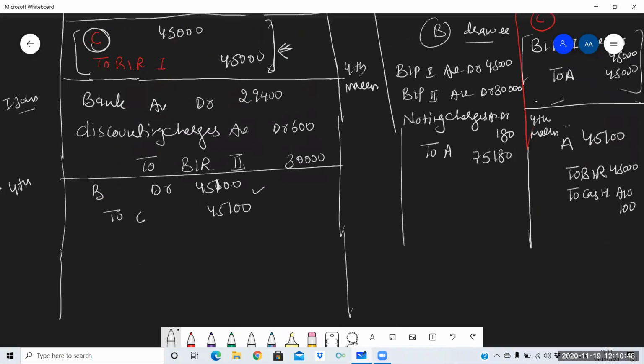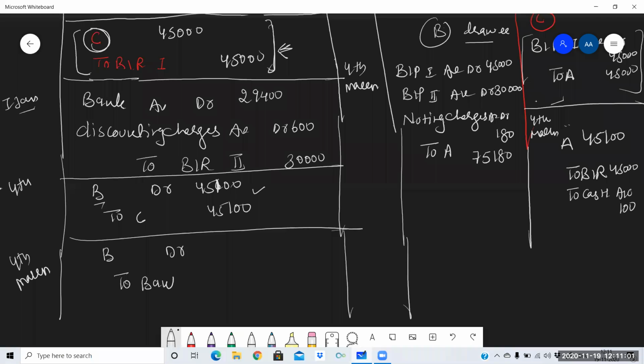Second bill was discounted with the bank. So when a discounted bill is dishonored, what will be the entry? Again, who is drawing? B. B debit to bank. You can pass even the combined entry, but the chances of error are more in a combined entry. So better to pass separate or individual entries.